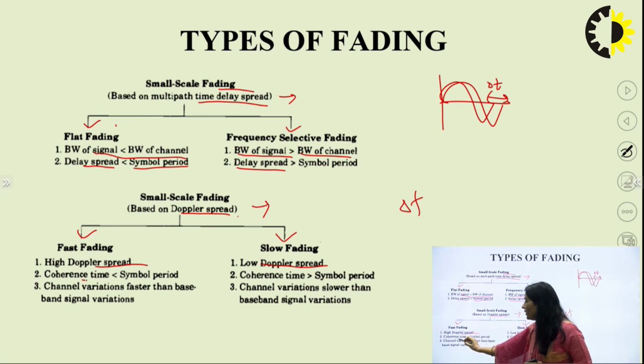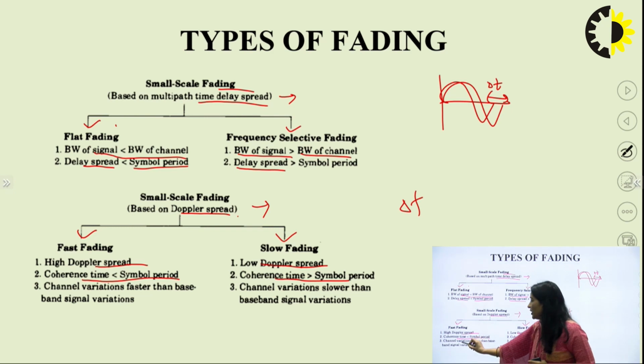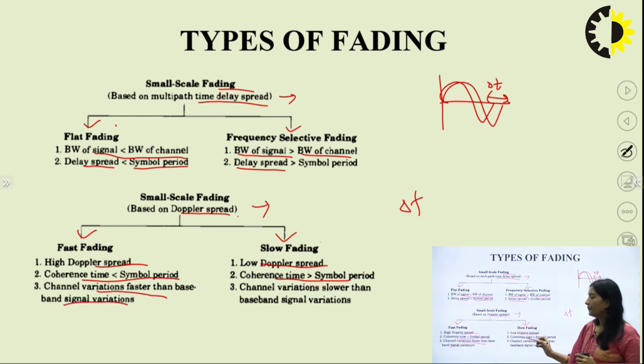Also, if your coherence time is less than the symbol period, then fast fading. If coherence time is greater than the symbol period, then slow fading. If channel variations are faster than the baseband variation, then also fast fading. If channel variations are slower than the baseband signal variation, then slow fading. So these are the types of fading.